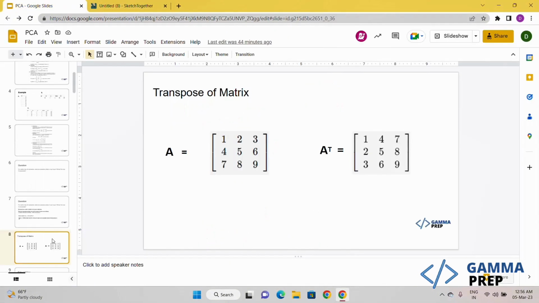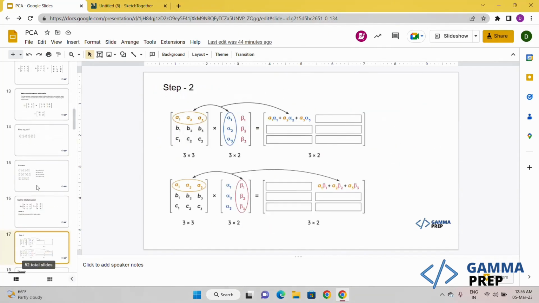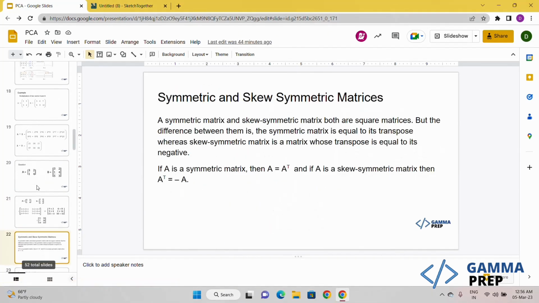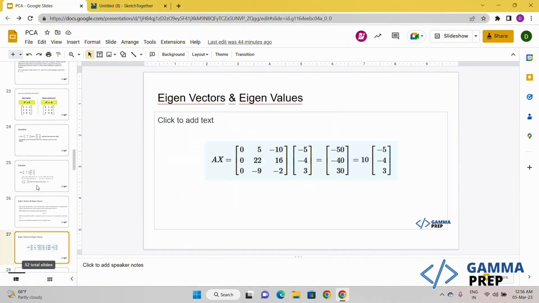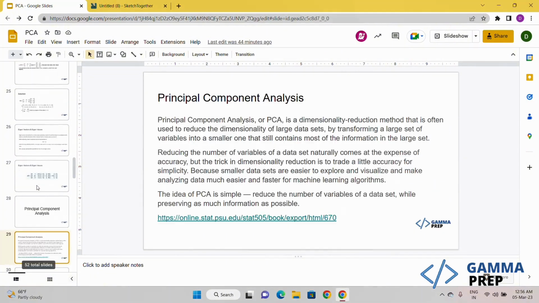Now, these were all the concepts of matrices that we discussed. Now, why did we discuss all these concepts? We discussed them because we want to understand principal component analysis. Okay, so now let's start off with principal component analysis.